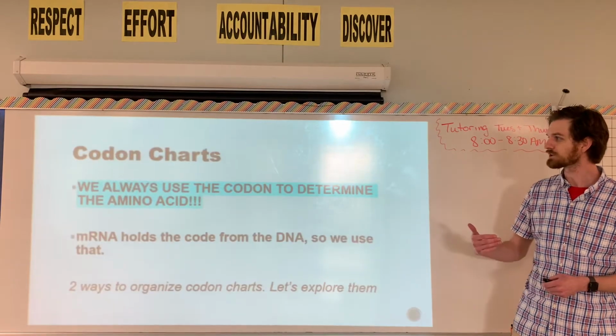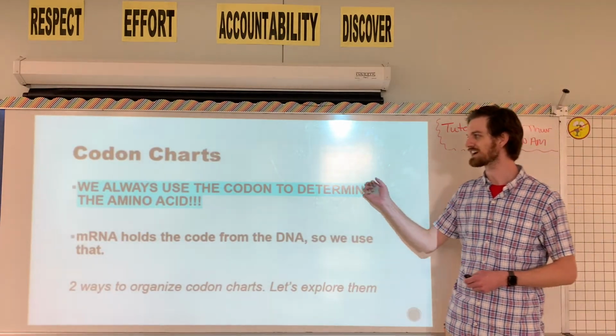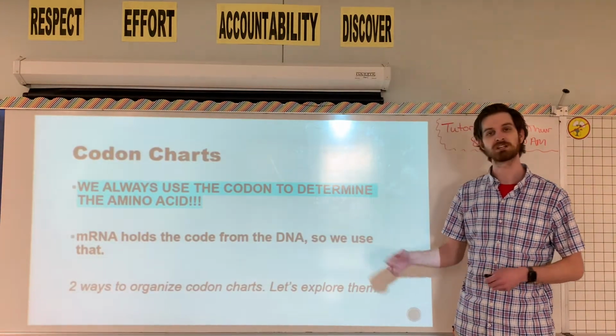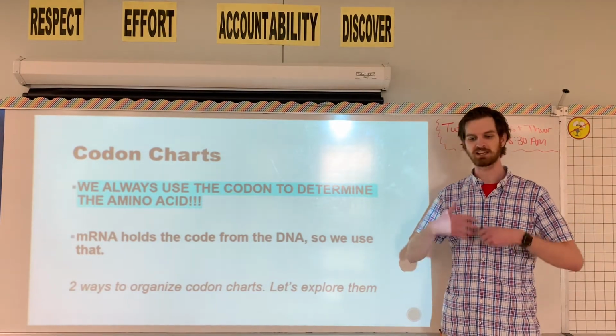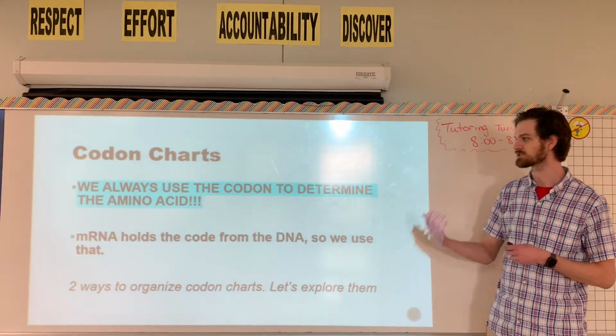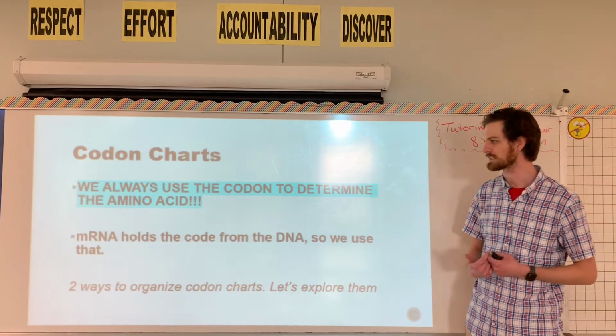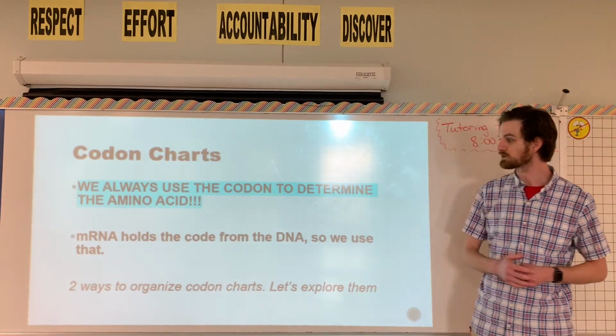The codon chart is always used with the mRNA, because that's what we're using from the DNA. That's the message that's coming from the DNA, so that's ultimately what is used to build the protein. So that's what we will use in these charts.